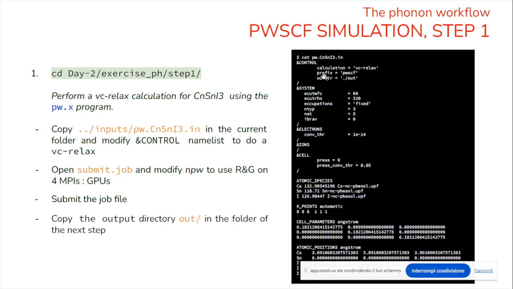Then, once you have filled the information in the input file, please have a look at the submit job file and modify some missing parameters in order to run the simulation on four GPUs. Then you can submit, and once the simulation is done, you can copy the output directory that is generated from PW into the folder named step 2, so that we copy the ground state wave function in the next step, and we can use this for the phonon simulation in the next step. I'll give you 5 minutes in order to do the exercise, which is pretty simple, and then we can move forward with the actual phonon simulation.